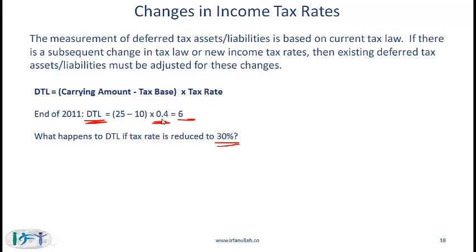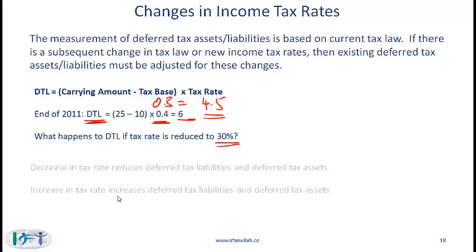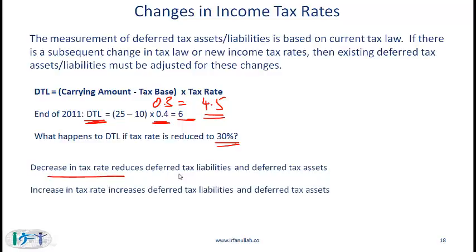Essentially then, rather than multiplying by 0.4, we will multiply by 0.3. So we will get 4.5. So here is the relationship that you need to recognize. A decrease in tax rate reduces the deferred tax liabilities and it also reduces deferred tax assets. The example that we just did illustrated deferred tax liabilities.